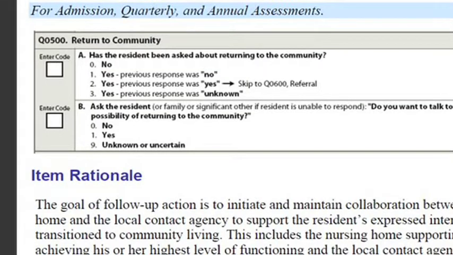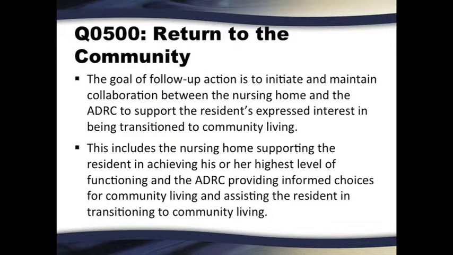And then B, this is the key question of the entire section. Ask the resident, do you want to talk with someone about the possibility of returning to the community? Yes or no? This is where you're required to provide a referral to the ADRC if the resident answers yes. So it's very important that you complete Q0500 correctly.